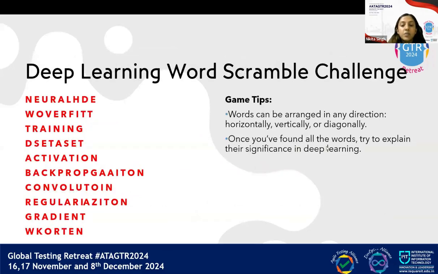All right, guys. What you have to do here is, I have listed down terms which fall under deep learning, and you have to rearrange the words according to the correct word which falls under deep learning. I'm giving you 2 to 3 minutes. Once you're done, please do let me know so that I'm able to move ahead.